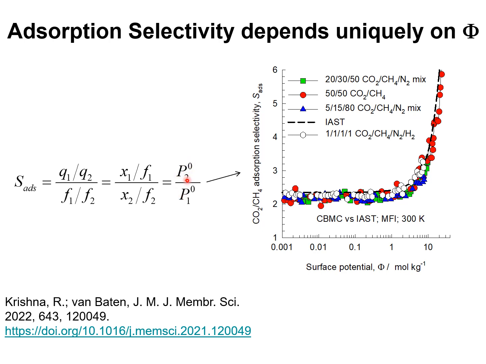For all 4 mixtures, the adsorption selectivity of the CO2 methane pair is uniquely determined by the ratio of the sorption pressures of component 2 to the sorption pressure of component 1. And this ratio of sorption pressures is uniquely determined by the surface potential. The IAST calculations are shown by the dashed lines, and the IAST calculations are in excellent agreement with the CBMC simulated adsorption selectivities for all 4 mixtures.